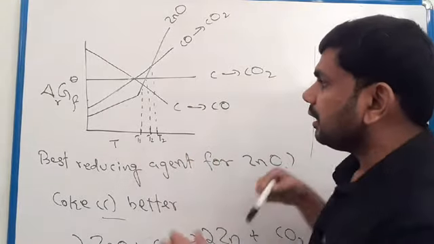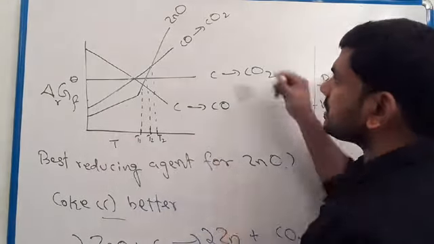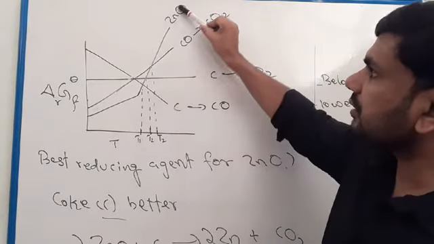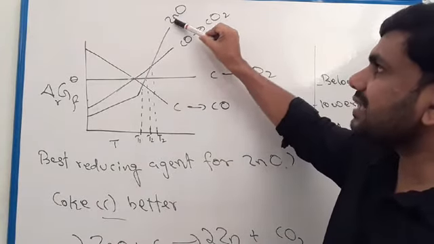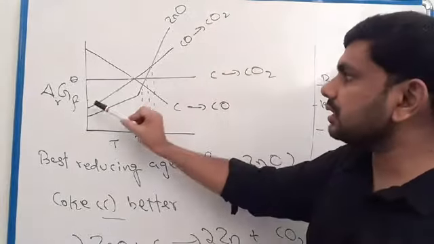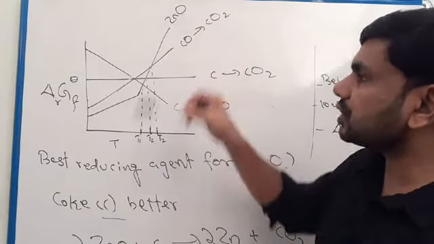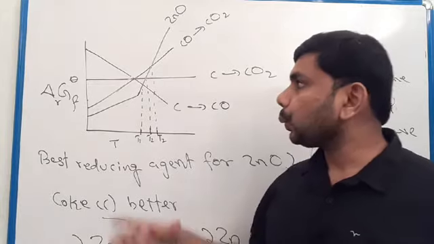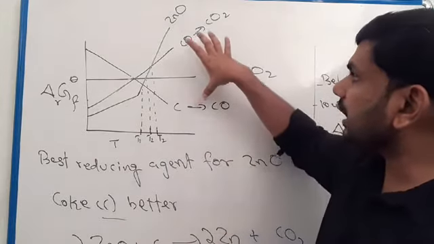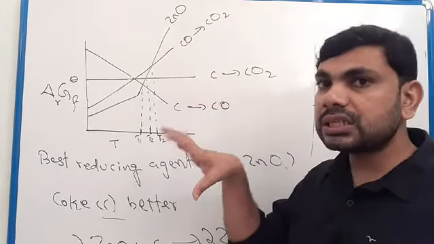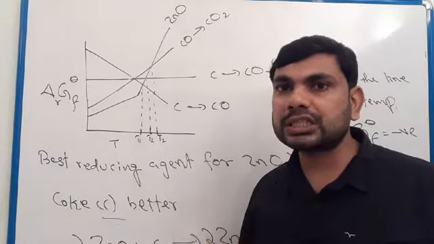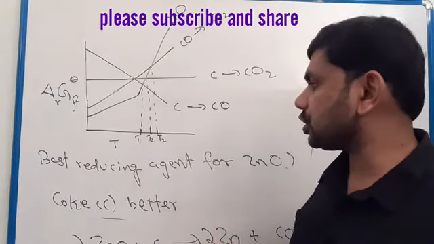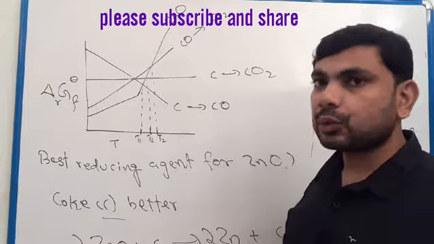And this line represents reduction of a metal oxide. Here is the conversion of zinc oxide to zinc. This line represents conversion of zinc oxide to zinc. The question is, out of these 3 reducing agents, which reducing agent is better? Which one is better? That is the question.